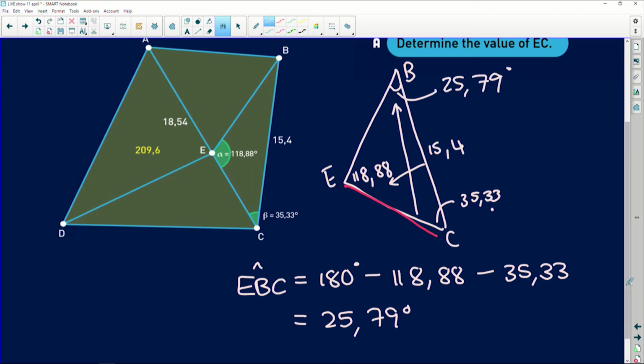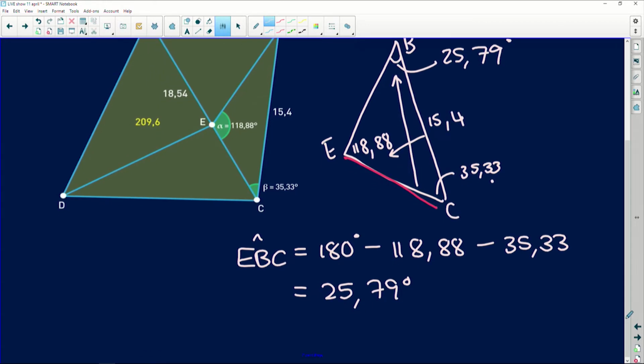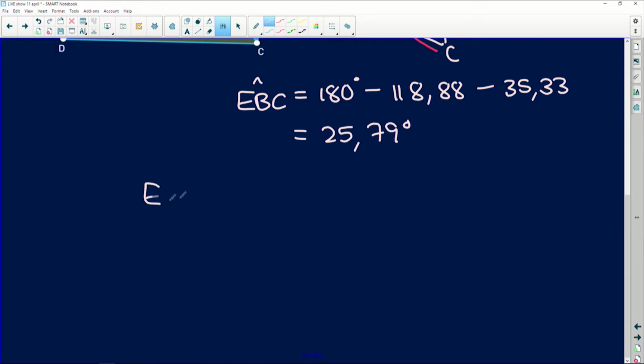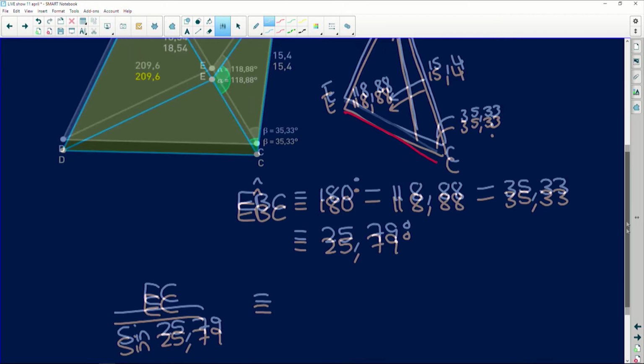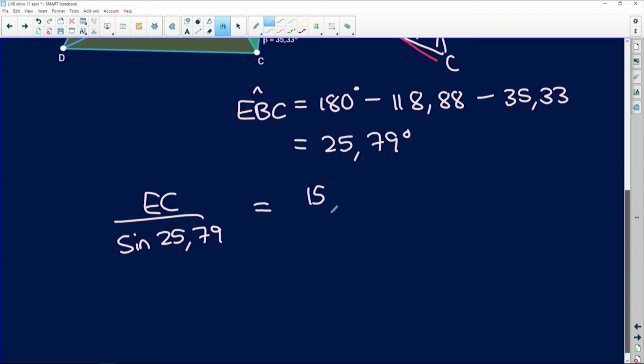Now, easy peasy, substitute into the sine rule. So we're looking for side EC. Let's get some more space here. EC over sine of that angle that we've just found is equal to the side that was given to us, which is 15,4, over the sine of its opposite angle, which was 118,88 degrees.